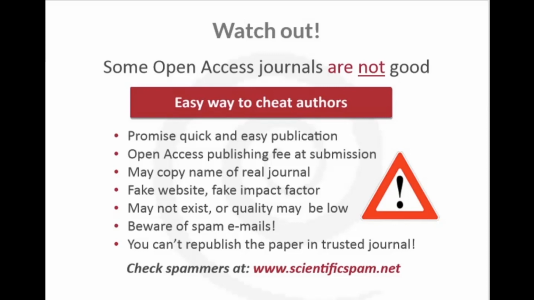So be careful. Some open access journals are not good. They're trying to cheat authors. How can we identify them? These journals will email you. They'll send you messages. They'll promise quick and easy publication. They'll ask for an open access publishing fee at submission. Big red flag, because in a reputable open access publishing model, you will never have to pay a fee, an article processing charge, until your paper has been peer reviewed and accepted.